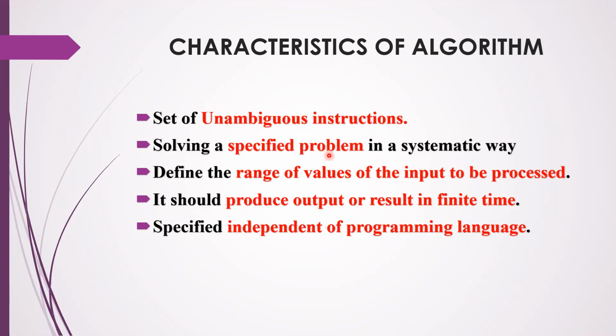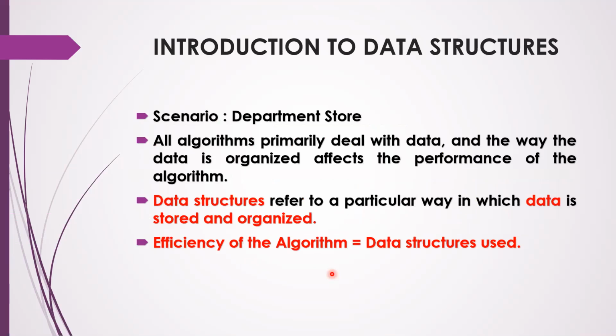It solves a specified problem. For example, an algorithm is used to check whether a number is prime, or whether a number is positive or not. So a specified problem is solved. And in an algorithm, we specify the range of values of the input to be processed. It should produce output or result in finite time. And an algorithm should be in natural language. It should not have any programming language syntax.